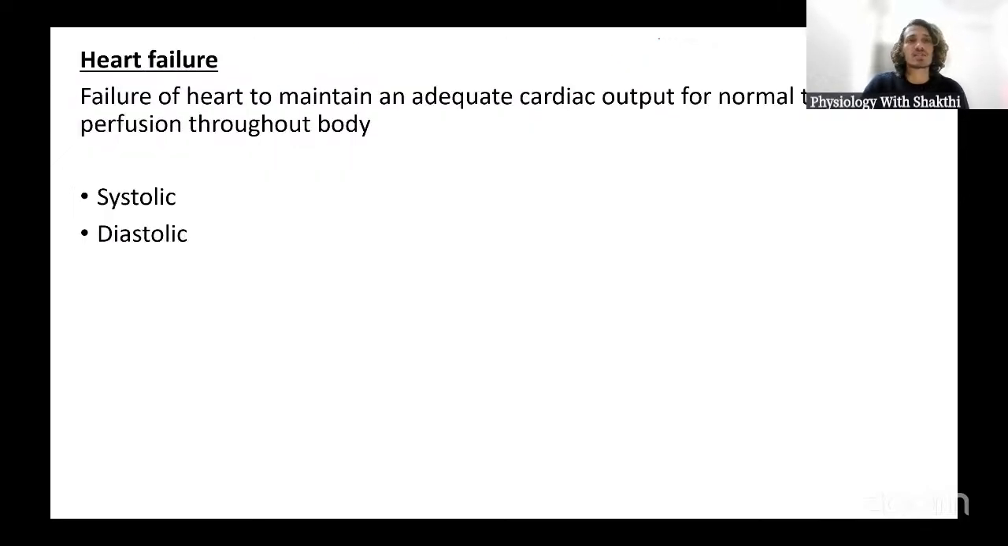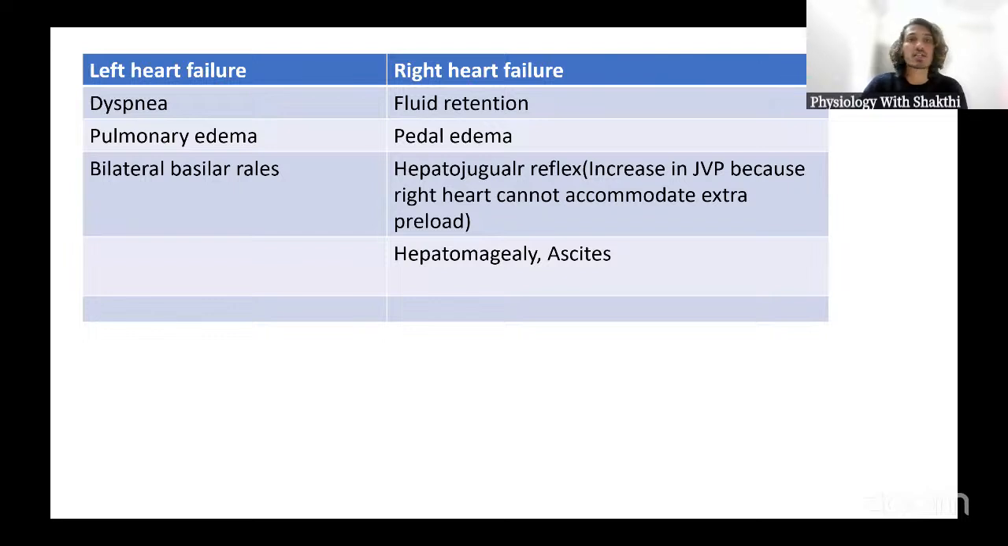Then talking about heart failure, failure of the heart to maintain an adequate cardiac output for normal perfusion. So if it is not able to maintain adequate cardiac output for normal perfusion, that is heart failure. It can be the diastolic type of heart failure or systolic type of heart failure. But the usual question that is asked is, what is the difference between left-sided and right-sided heart failure?